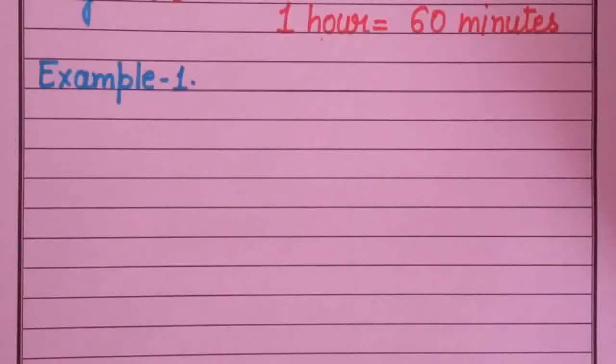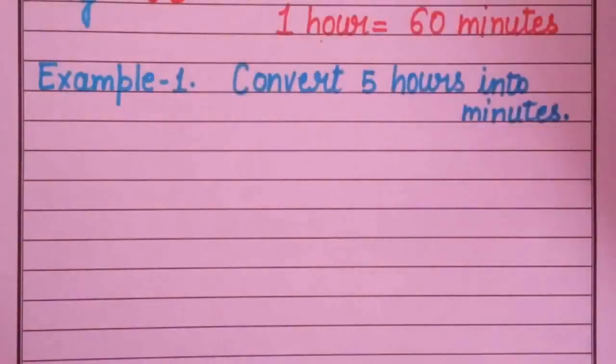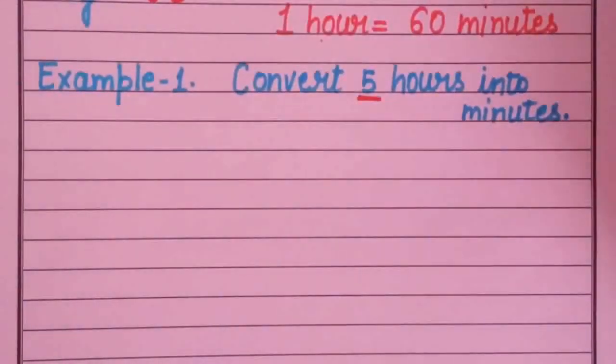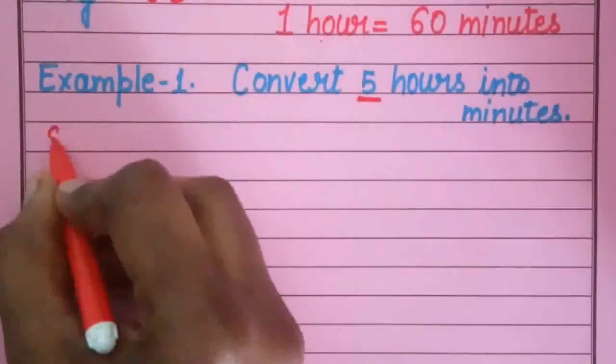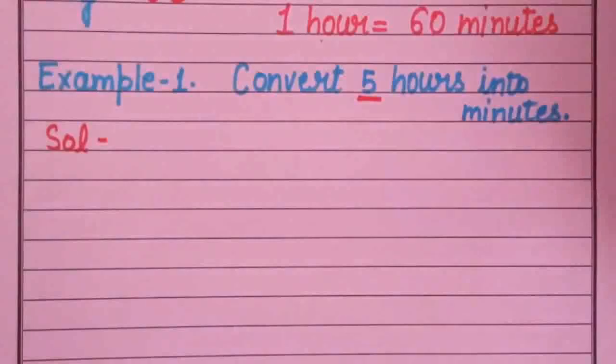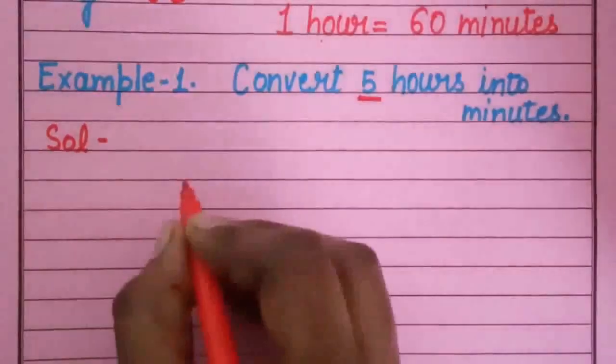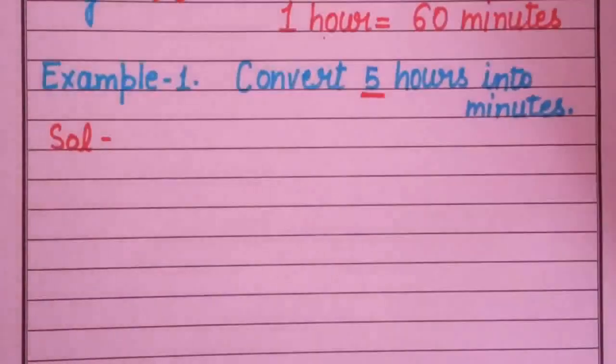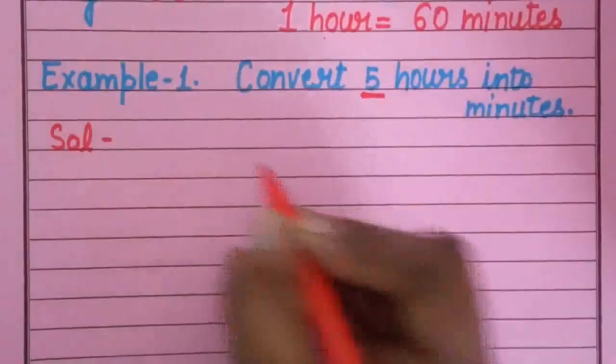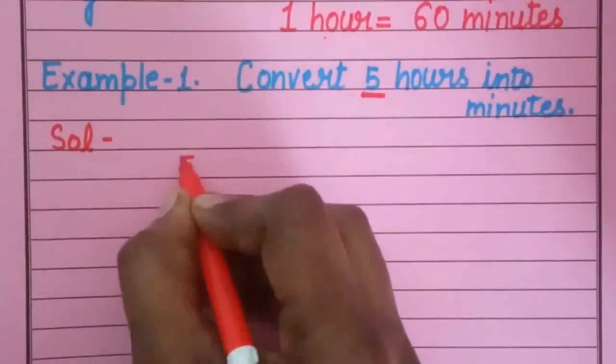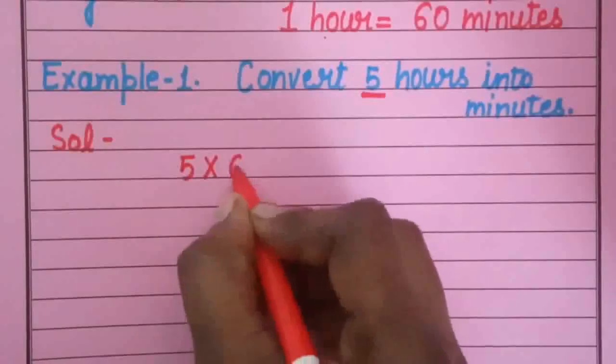Now let's take an example, and the example is convert 5 hours into minutes. Here you have to convert 5 hours into minutes. Let's take the solution. First of all you have to remember how many minutes are there in 1 hour, and there are a total of 60 minutes in 1 hour. That is why 5 hours will have more minutes. As 1 hour is equal to 60 minutes, 5 hours will be 5 multiplied by 60.